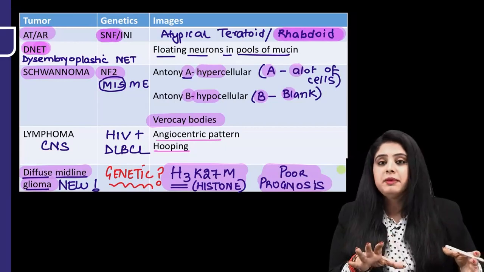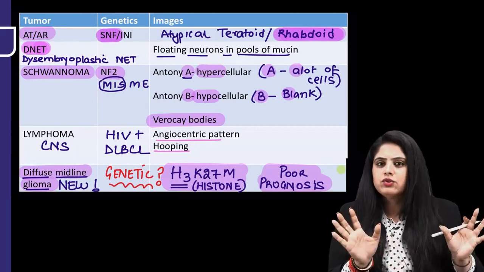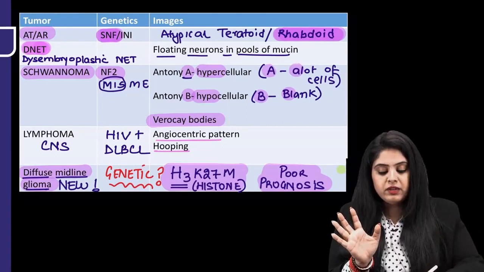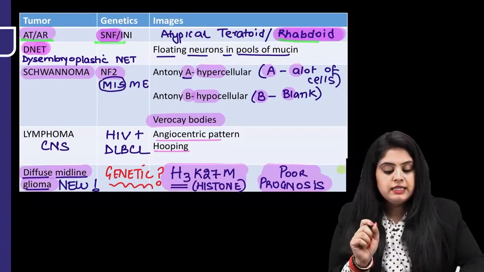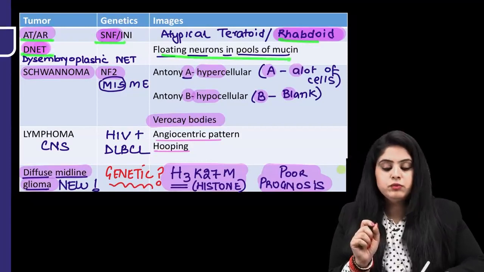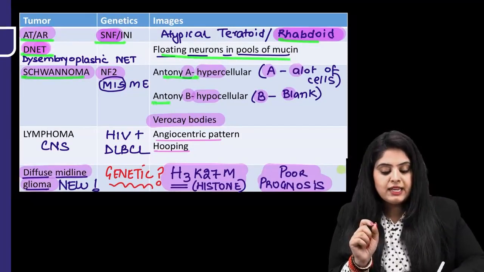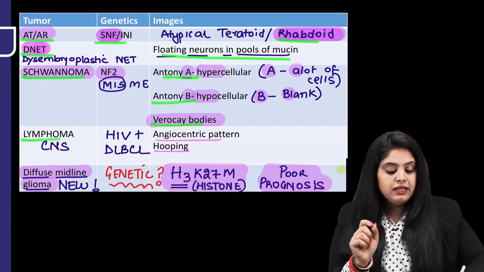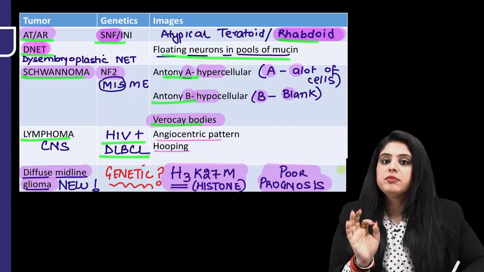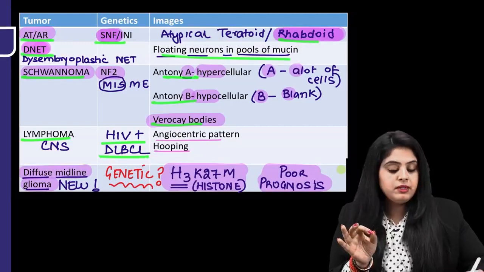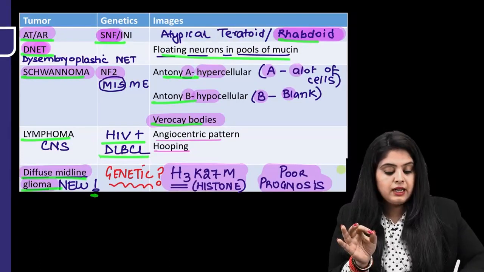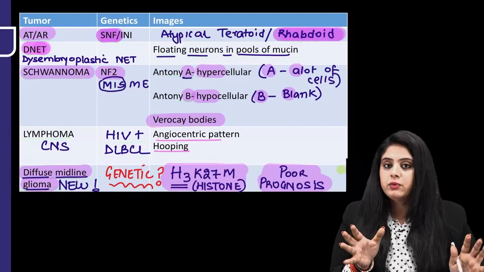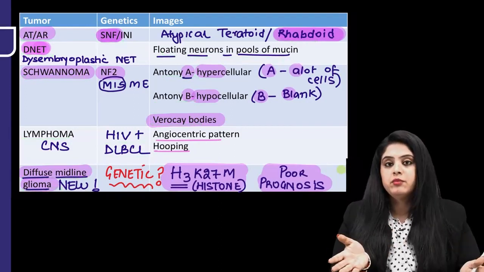So in this last table, of course, all the miscellaneous small tumors are there, but they are important. So quick revision: ATRT, rhabdoid cells, SNF mutation. DNET is going to be floating neurons in pools of mucin. For Schwannoma, Antoni A, Antoni B, and the very famous Verocay bodies. Lymphoma is usually in an HIV positive patient, with DLBCL being the most common lymphoma. And diffuse midline glioma, so it's a new tumor, H3K27M mutation, very, very important.